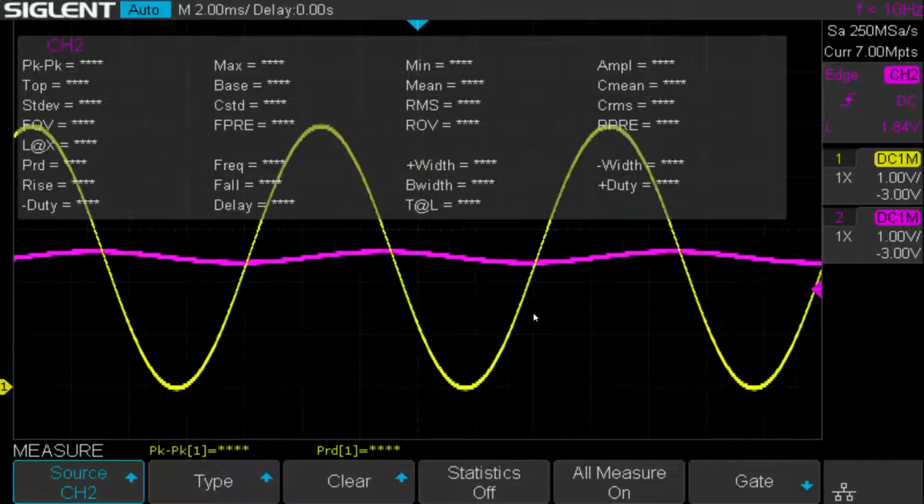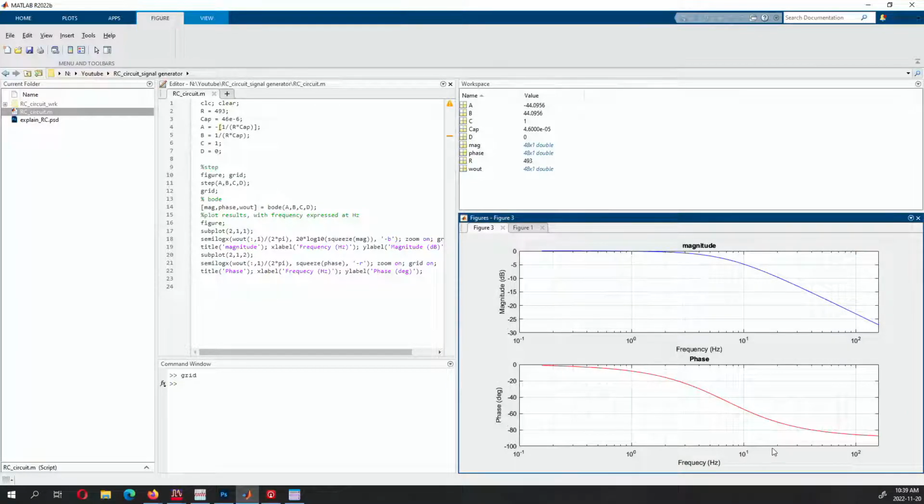And if you look at the MATLAB response, so if this is 100 hertz, 10 raised to 0, 10 raised to 1, you're looking at the magnitude being significantly smaller. So this is the output over the input. You can see that it's tapering down quite a lot. So yeah, that's really it.